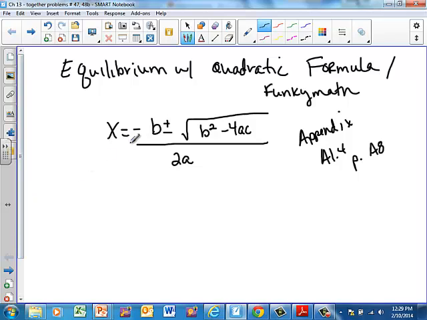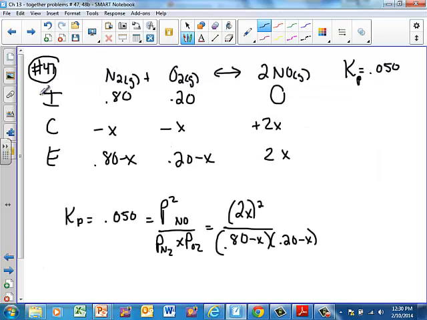One of the things that we're going to be focusing on today, and the reason that these are together problems, is that this is going to be ICE tables with either the quadratic formula or just a little bit of funky math. Now, if it's been a while since you've done the quadratic formula, here is the basic format for it. And also, if you look in your Zumdahl textbook, in Appendix 1.4, page A8, you can find it. Also, if you go to Khan Academy and search quadratic formula, it will show up there as well. So not easy math, which is why this is one of our together problems.